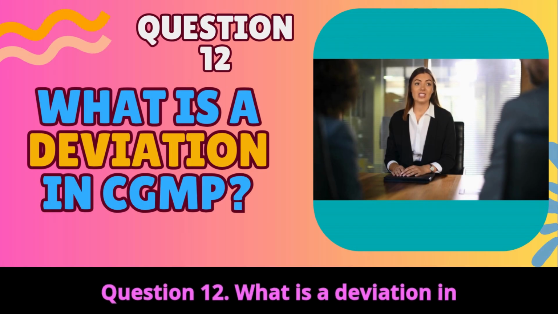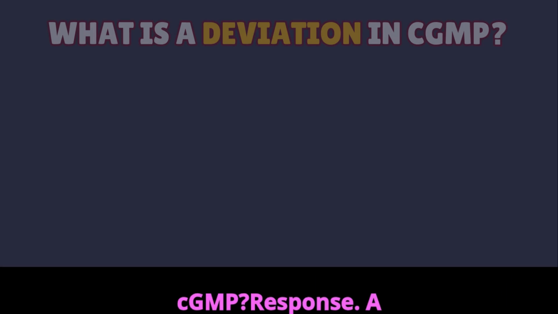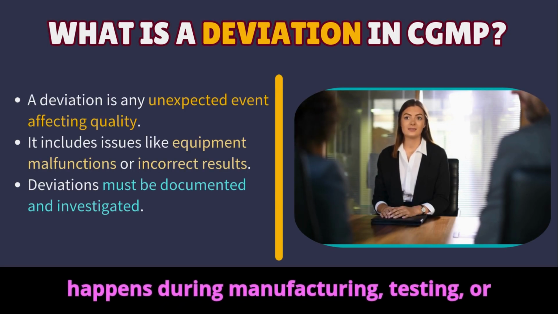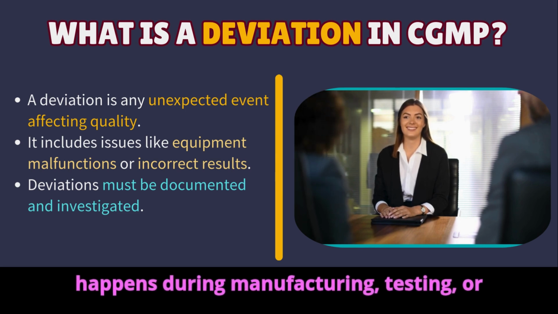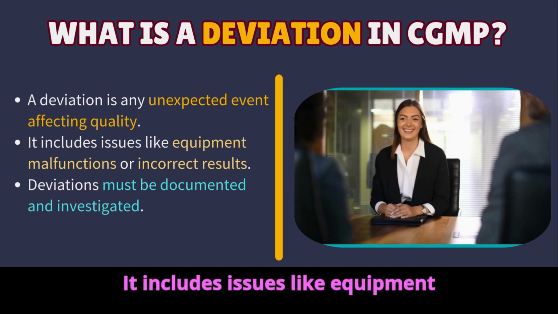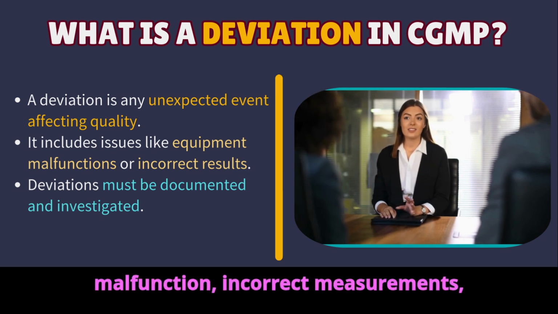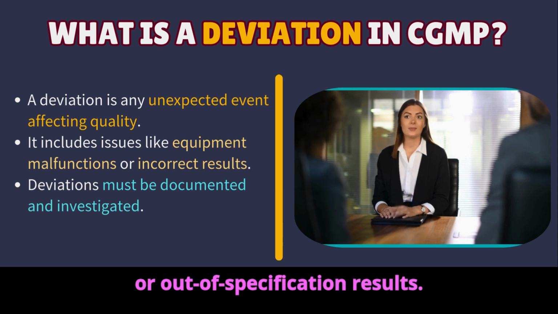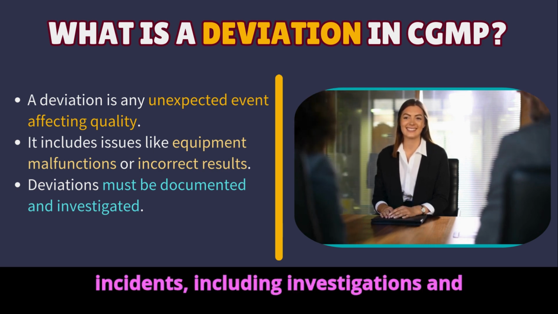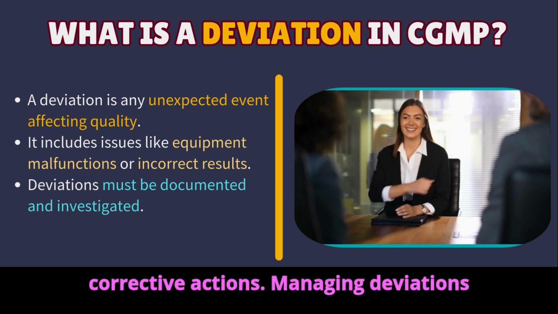Question 12. What is a deviation in cGMP? Response. A deviation is any unexpected event that happens during manufacturing, testing, or storage and could affect product quality. It includes issues like equipment malfunction, incorrect measurements, or out-of-specification results. Deviation reports document these incidents, including investigations and corrective actions.